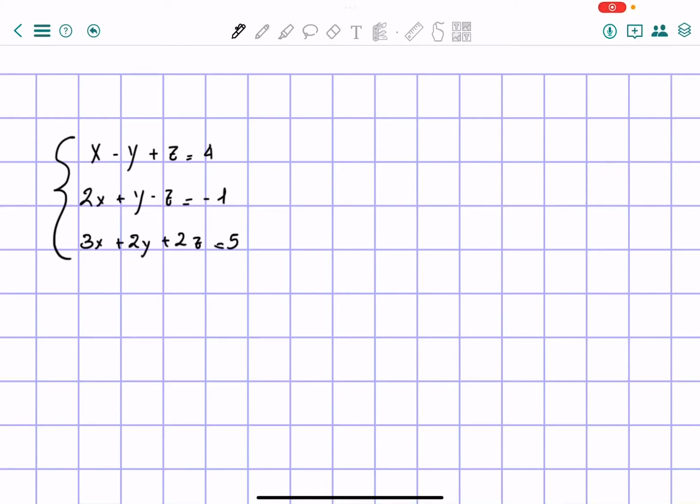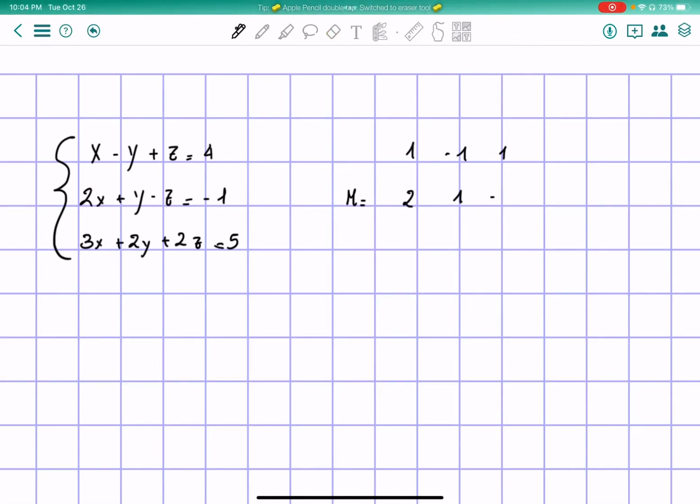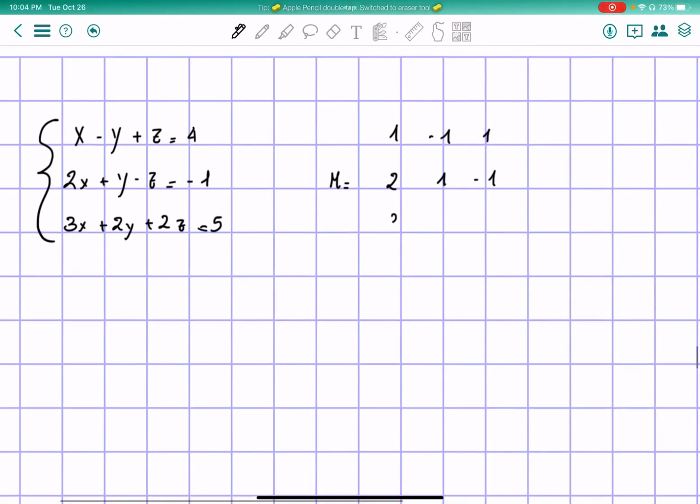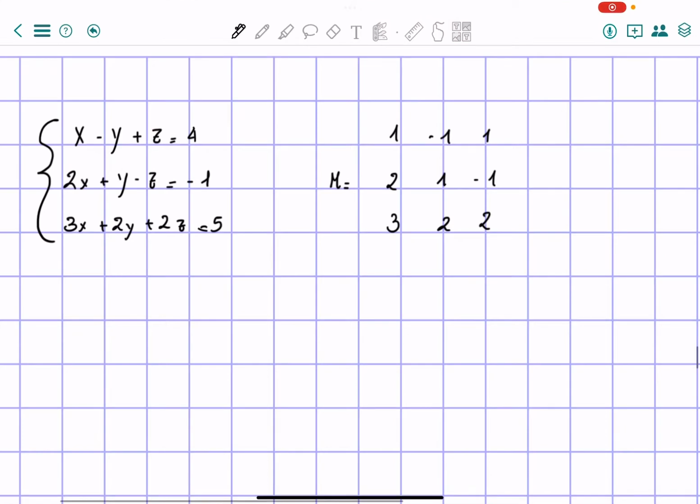Here we have a system of equations, and we want to solve it using matrices. So first of all, we're going to write it down as a non-augmented matrix, matrix M, which is going to be 1, -1, 1, 2, 1, -1. Oops, write it better. And then 3, 2, 2.